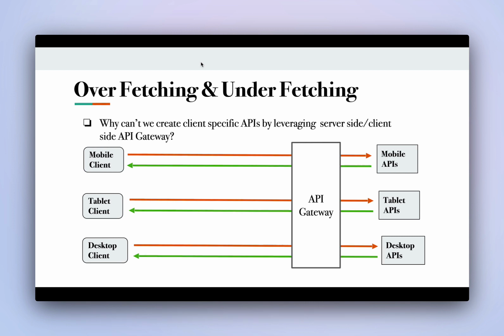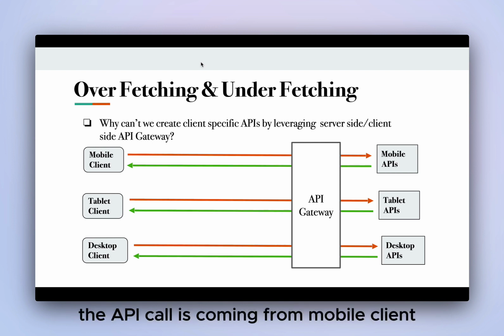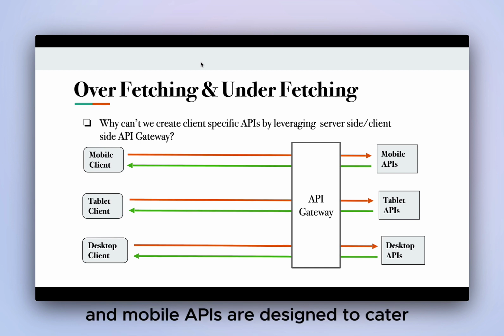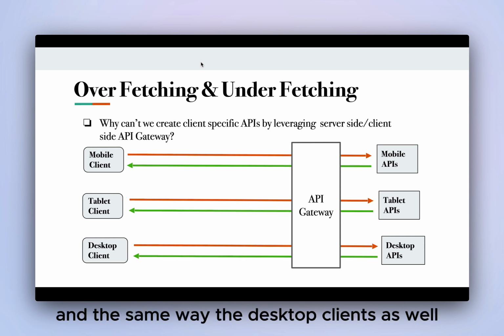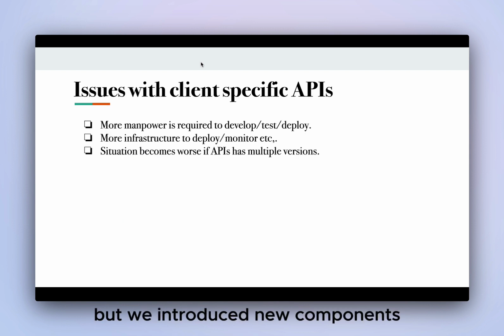For example, if the API call is going from a mobile client, it goes through the API gateway. The API gateway is going to intercept that API call and understand that the API call is coming from a mobile client. It redirects that API call to mobile APIs, and mobile APIs are designed to cater to only the mobile clients. So mobile clients are going to be happy, and the same way the desktop clients as well. By having this approach with REST, we are able to overcome overfetching problems, but we introduced new components.